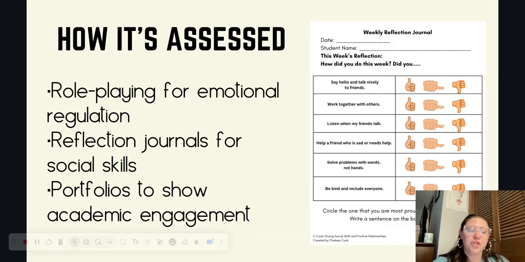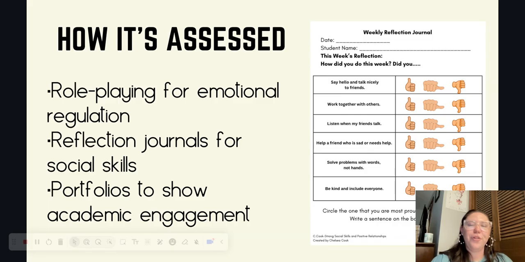I love the idea of reflection journals. I posted my reflection journal on the side. This is really good to see the patterns of children. If you have a child that doesn't listen to their friends talk, this is where you see it. You're going to see how they think about themselves, their self-reflections, and be able to say, okay, how can I help them with that skill? It's their skill that they need to work on because they're saying it. I also find that a lot of my kids are very honest when it comes to their self-reflection journals.